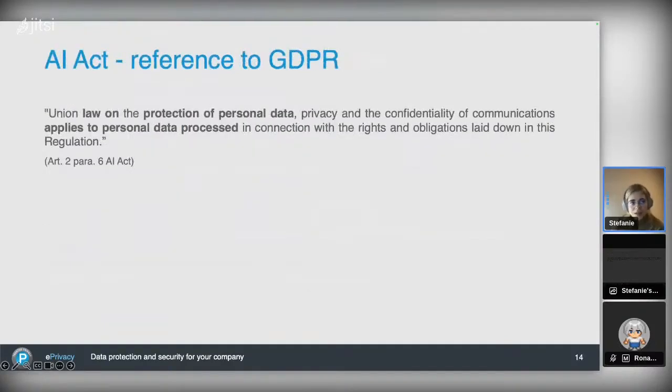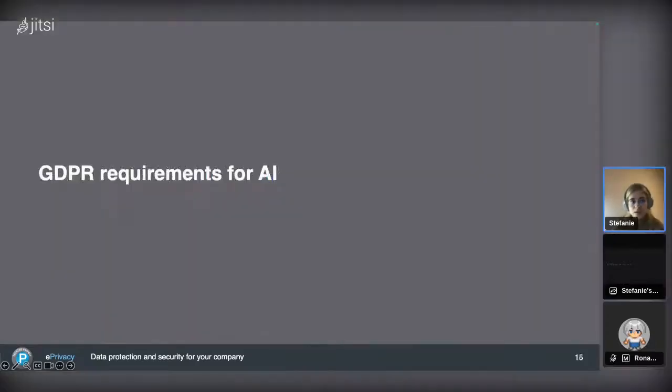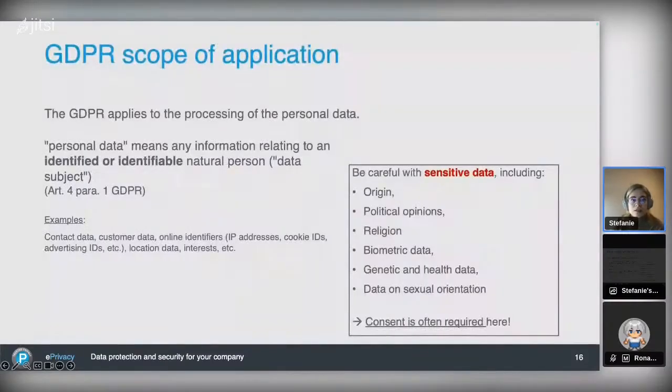Next to the AI Act, we still have the GDPR, which needs to be taken care of additionally. The AI Act does not contain requirements for the processing of personal data. It refers to the GDPR, which needs to be considered when we are processing personal data. So when do we need to take care of GDPR and comply with its requirements? As said, GDPR applies to the processing of personal data.